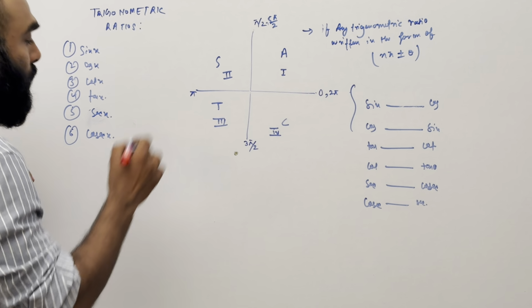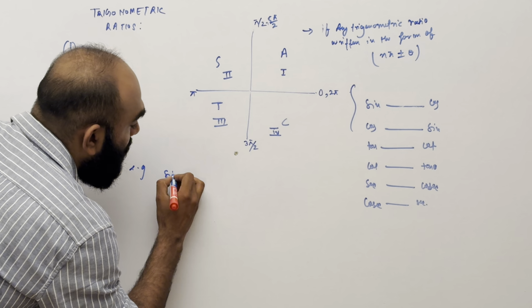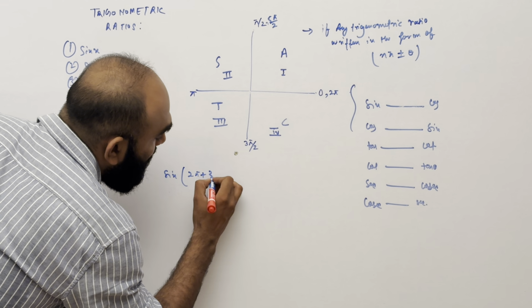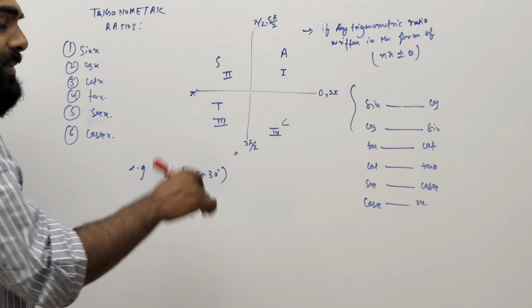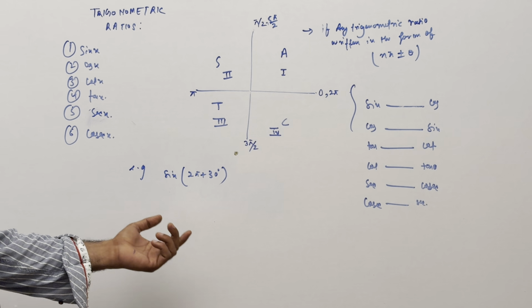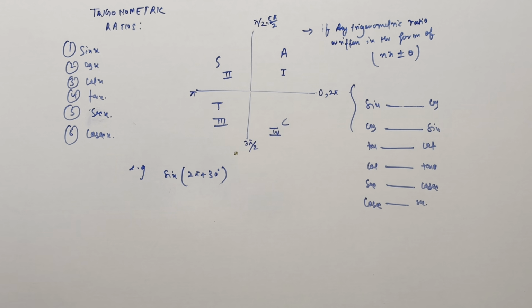Like, for example, sine of 2 pi plus 30 degrees. Like this one I have written. And 30 degrees if I convert to radians, it is basically how much? Sir, pi by 6. 30 degrees is pi by 6. Now someone asked me what is the value of sine of 2 pi plus 30 degrees.